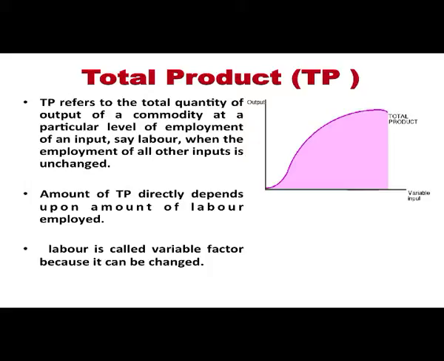This is an important qualification. All other inputs remain unchanged. TP can be increased or decreased by increasing or decreasing the units of labor employed. So, amount of TP directly depends upon the amount of labor used. Because it can be changed, labor is hence called the variable factor.